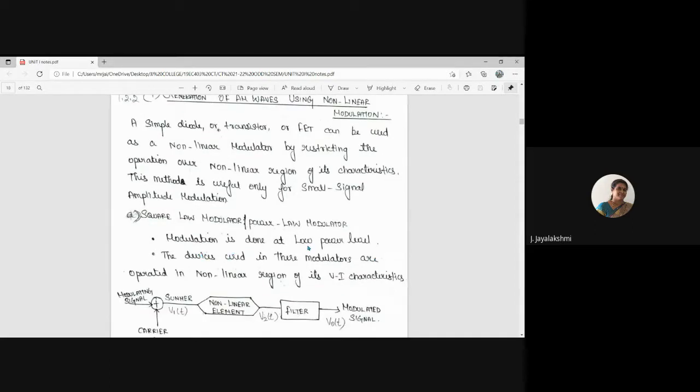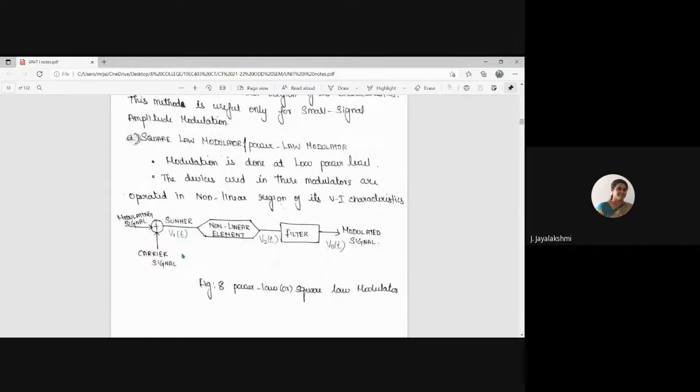Modulation here is done at low power level. The devices used as modulators are operated in the nonlinear region of the VI characteristics. So what you need is two signals. One is the modulating signal, that is your information signal, and the other is the carrier signal. These are added together, and this is fed to a nonlinear element. This nonlinear element can be a diode or a transistor or even a FET.